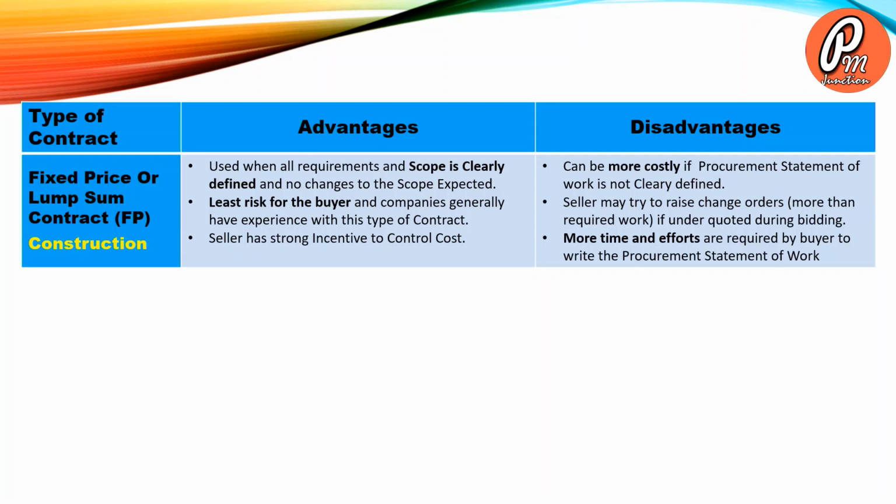The major disadvantages are: can be more costly if the procurement statement of work is not clearly defined. Seller may try to raise change orders more than the required work if underquoted during the bidding. More time and effort are required by the buyer to write the procurement statement of work.